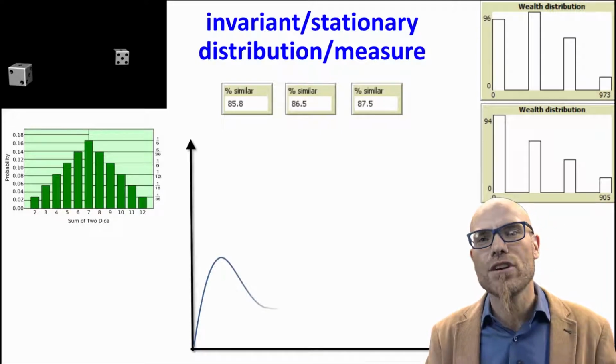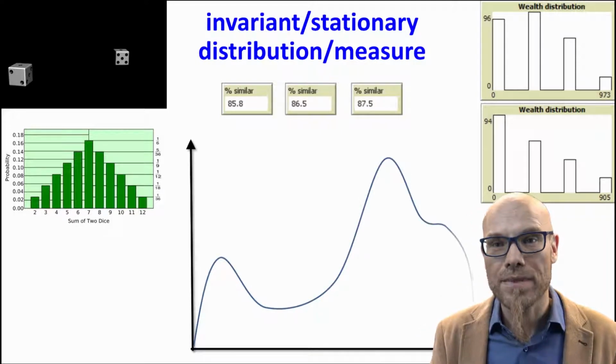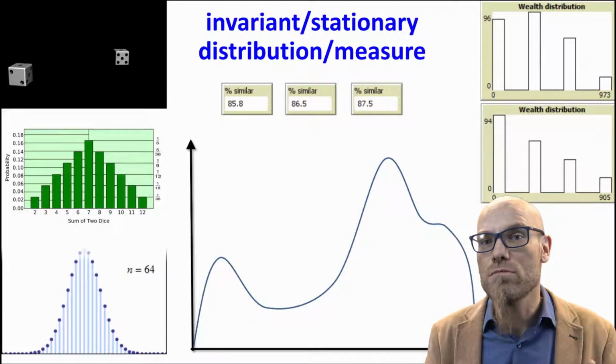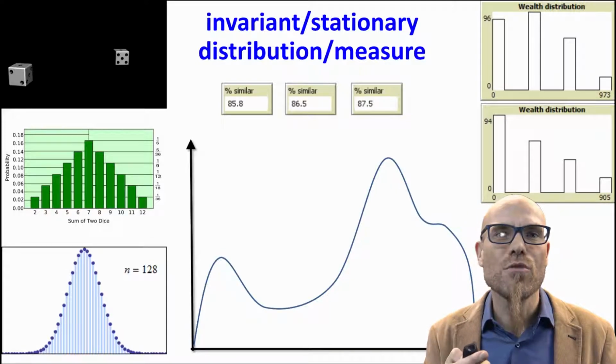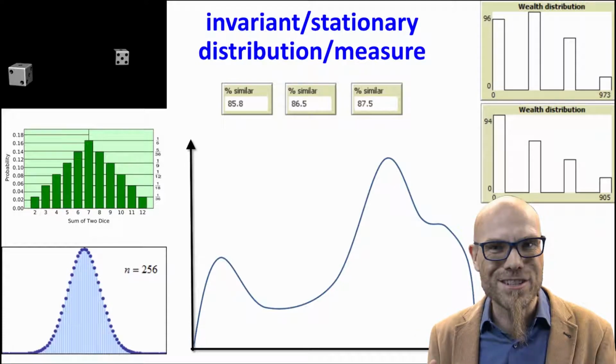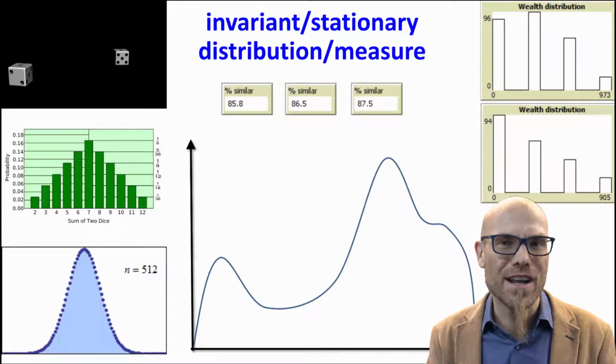So you have this at the end, we call this the invariant distribution. And in order to get that, you have to run your model many, many times, because the more often you run them, the better picture you get. That's because of the law of large numbers.